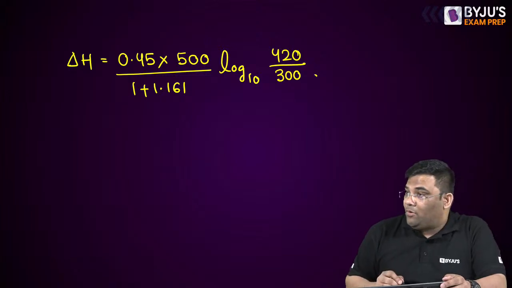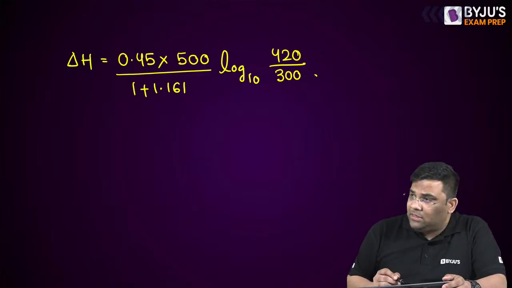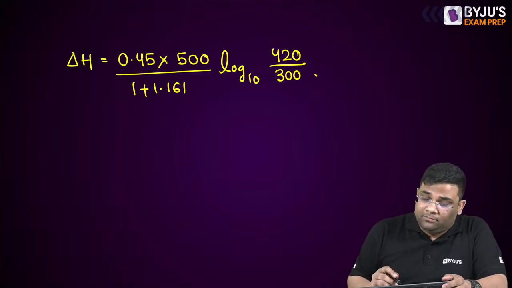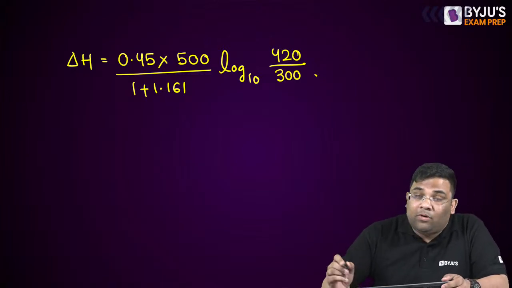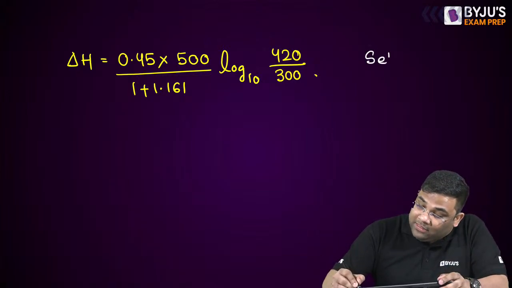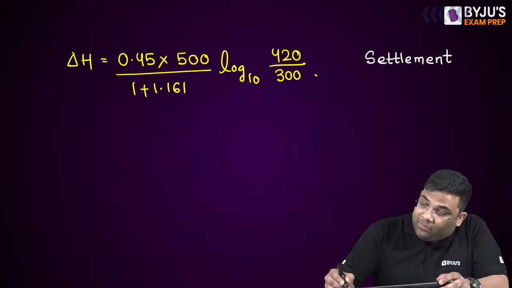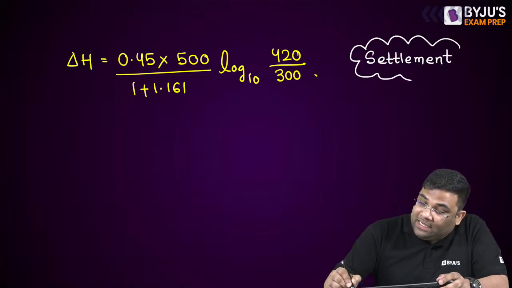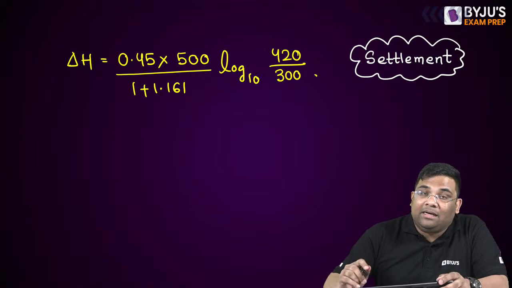You see, very straightforward formula. Sir, H value will we put 5 or 2.5? We will put H as 5 only, while 2.5 we will do for time of consolidation. When you are finding settlement, the single drainage or double drainage doesn't matter. When you are finding the ultimate settlement, it is single drainage or double drainage, doesn't matter, right?